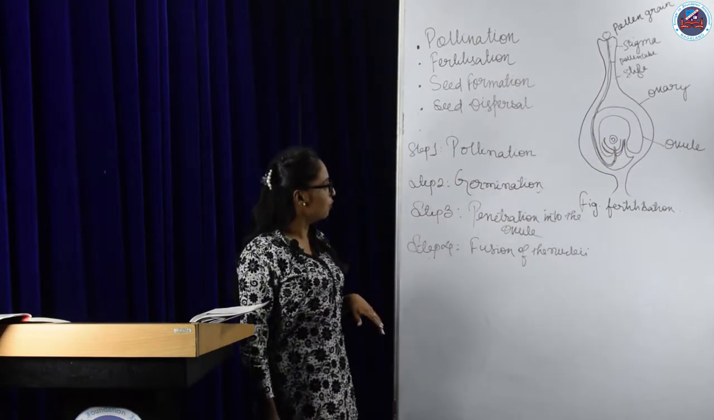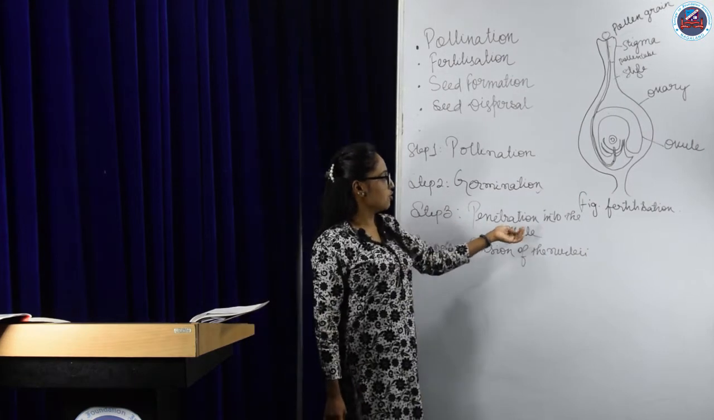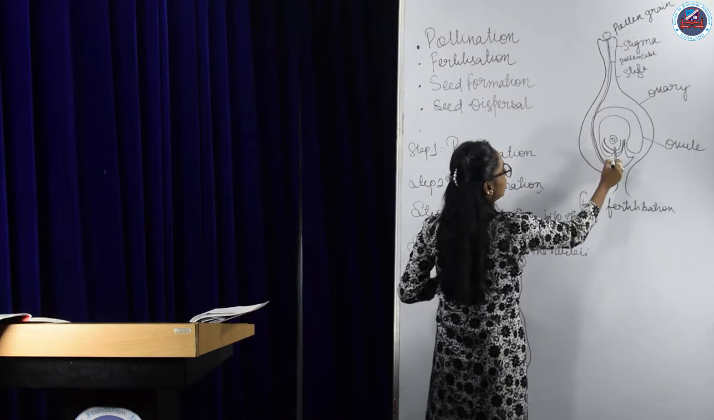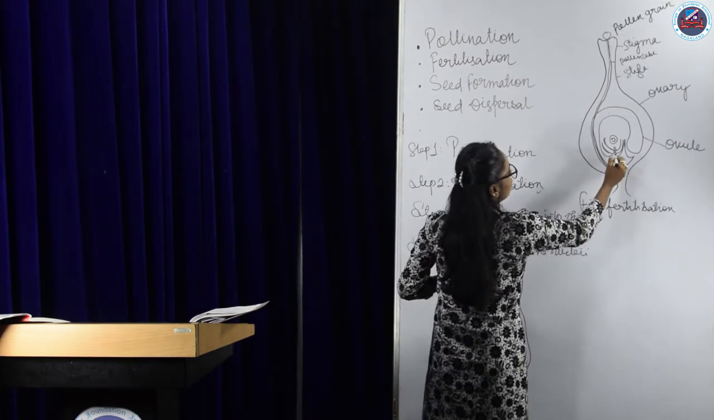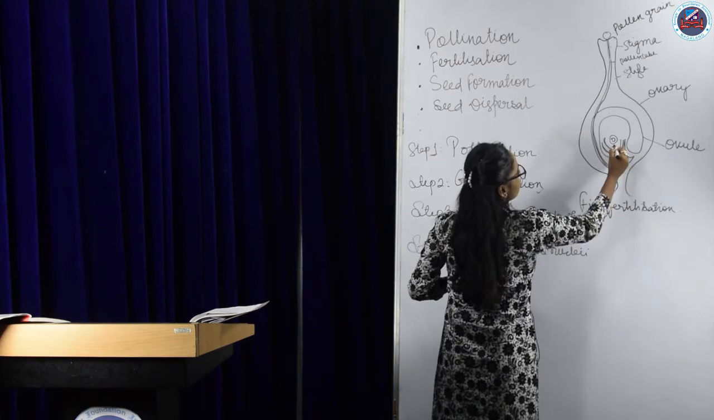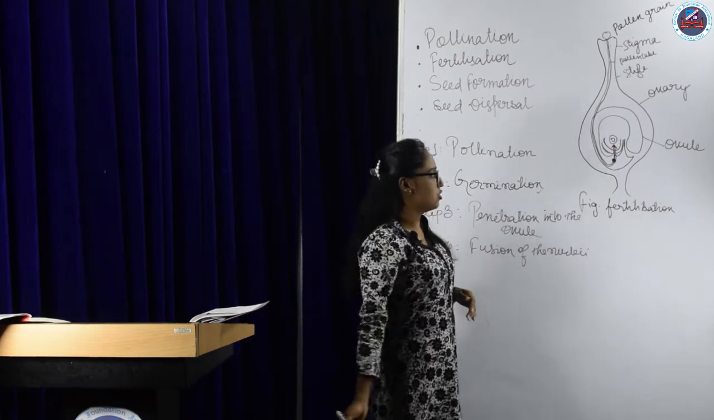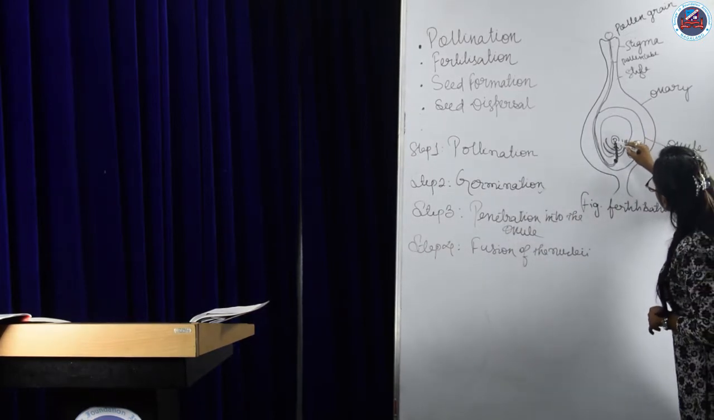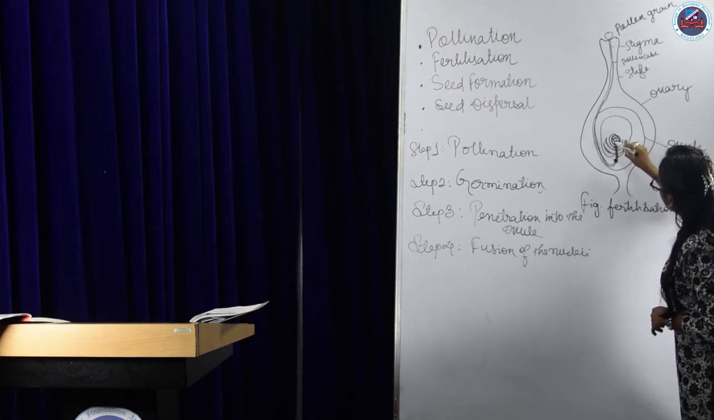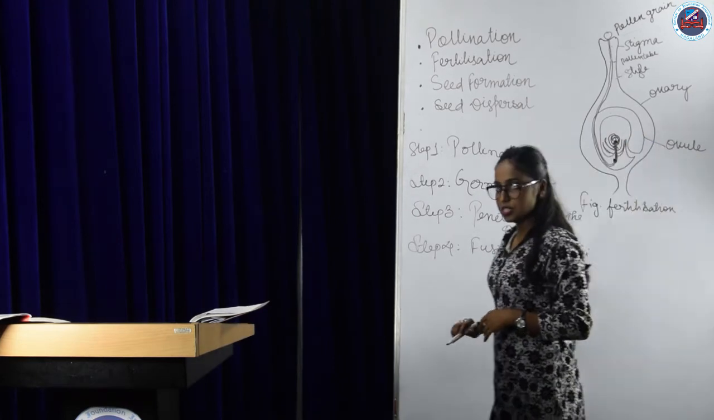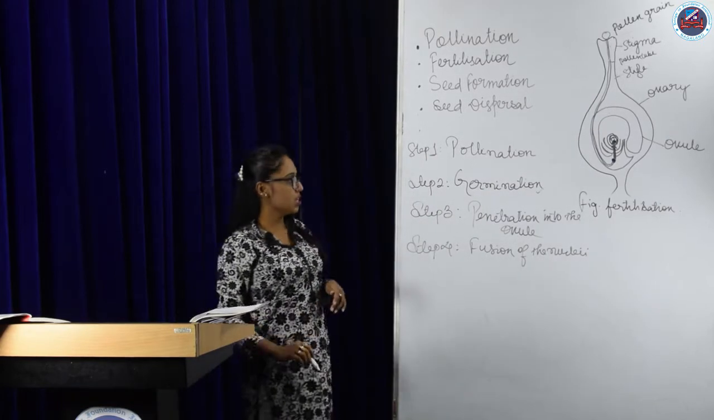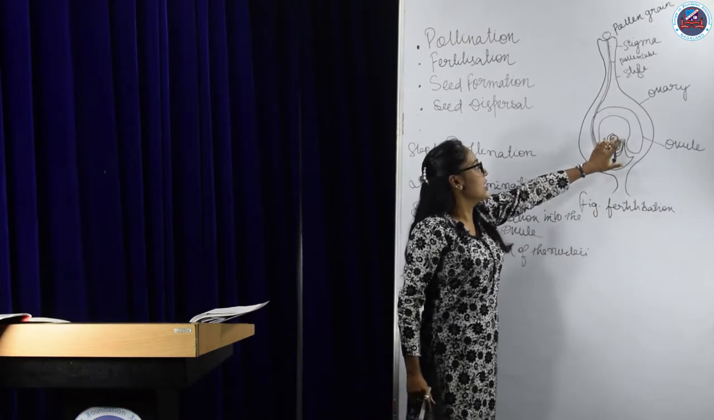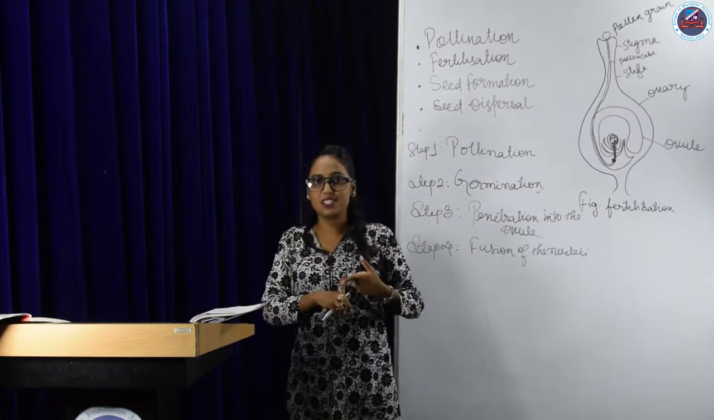After they reach the ovary, what happens? Penetration into the ovule. The pollen grain, or the male gamete, penetrates into the ovule. See, this is the ovary, it penetrates into the ovary and goes inside the ovule. This is the ovule, and it goes inside the ovule. So this is the third step. And finally, when it penetrates the ovule and goes inside, there the fusion of both the gametes takes place.